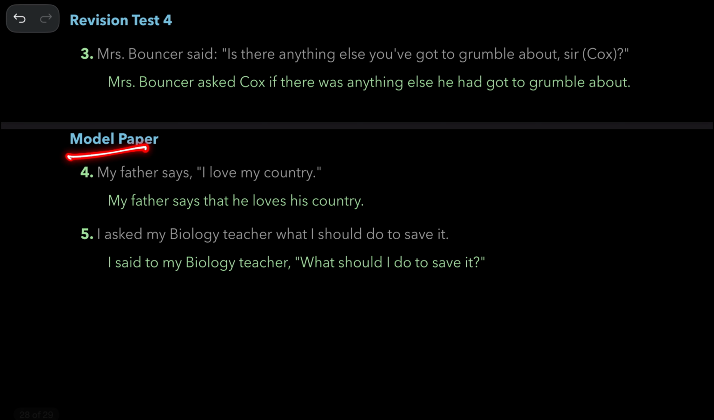Model paper. My father says, I love my country. My father says that he loves his country. So this is the reporting verb. So the reporting verb remains in the same tense, present tense. I asked my biology teacher what I should do to save it. I said to my biology teacher, What should I do to save it?